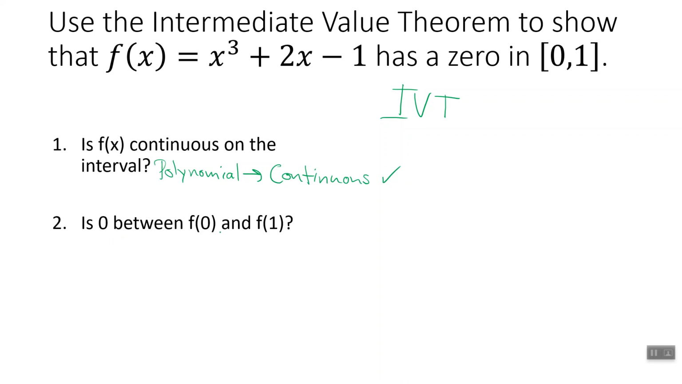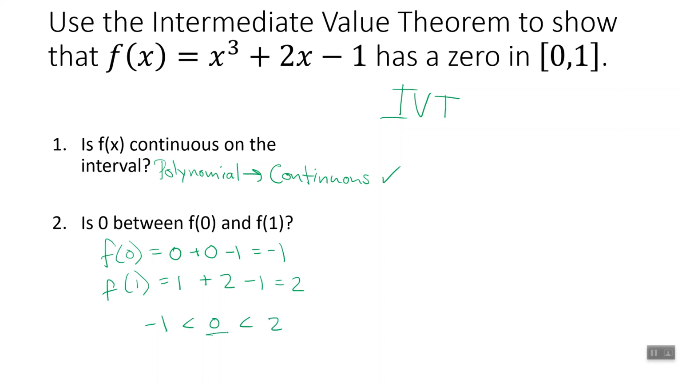Condition 2 is 0 between f of 0 and f of 1. Well, the only way to find that is to plug in 0 and then to plug in 1. So if we plug in 0, we get 0 cubed plus 2 times 0 minus 1 gives us negative 1. If we plug in 1, we get 1 plus 2 times 1 is 2, minus 1 is 2. So we're negative on one side, positive on the other side. So negative 1 is less than 0 is less than 2. So 0 is between those two endpoints, and this is f of 0, and this is f of 1. So 0 is between them.